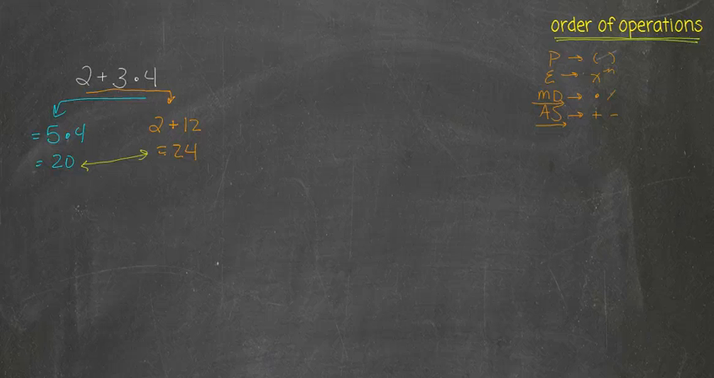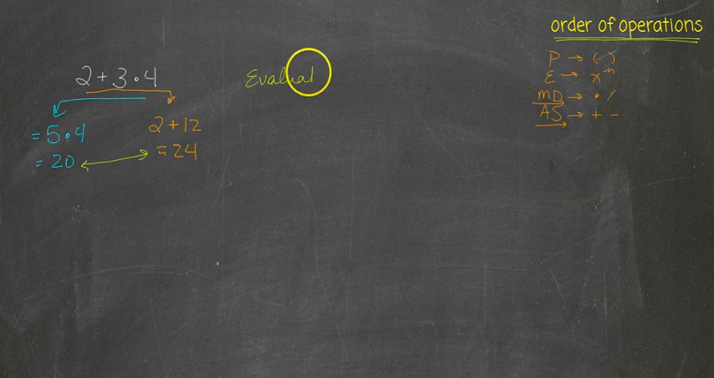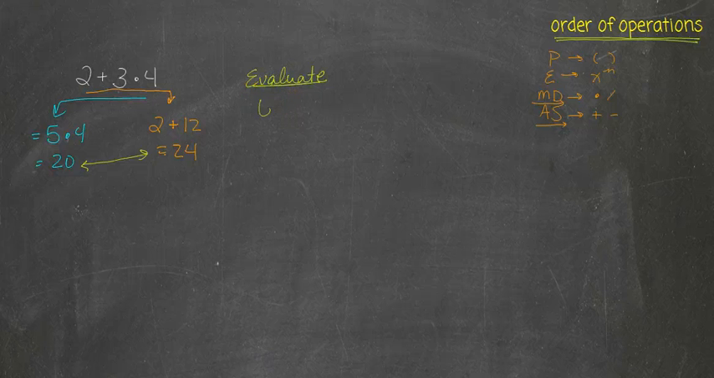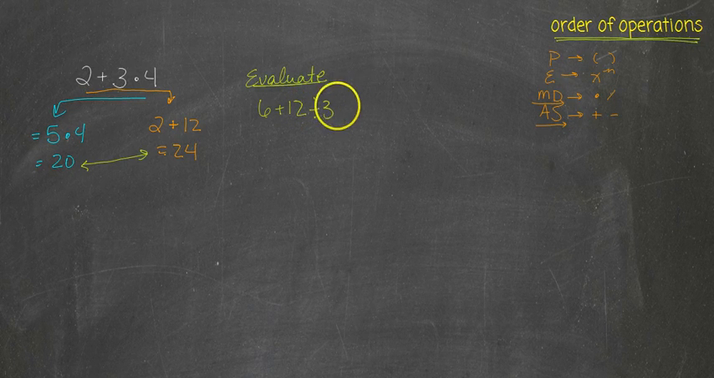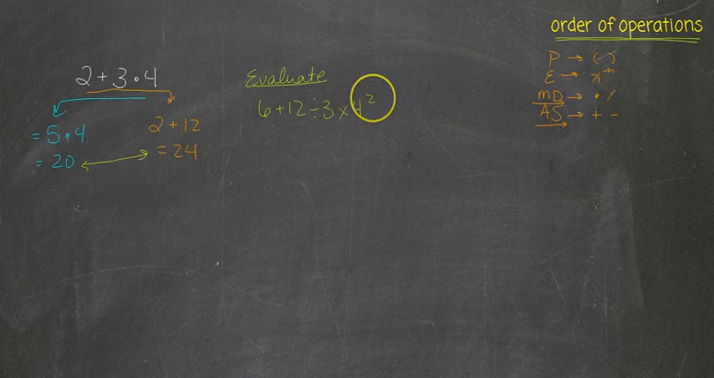Okay, so let's do just a bunch of examples because that's the best way to see how order of operations work. So let's evaluate, which just means do the work on it, right? Let's evaluate the expression 6 plus 12 divided by 3 times 4 squared. So I have a bunch going on here. I have a plus sign, I have division, I have multiplication, and I have an exponent.